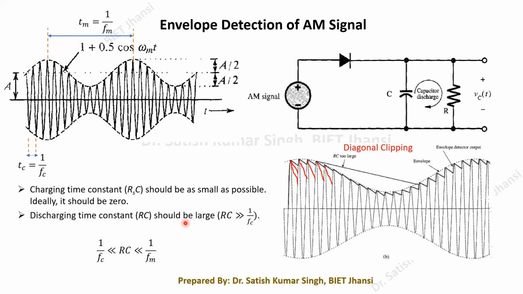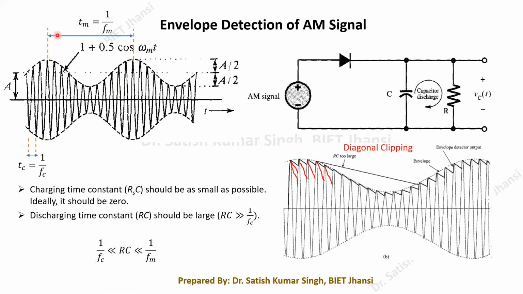It is a large value, but it has a certain limitation. So what is this upper limitation? The upper limitation is given by this condition. The RC time constant should be much larger than 1 upon fc, but it should be much lesser than 1 upon fm.